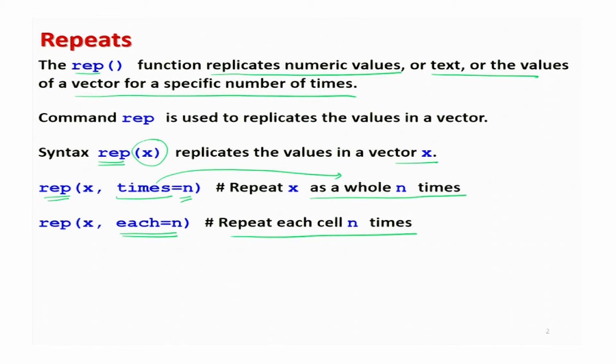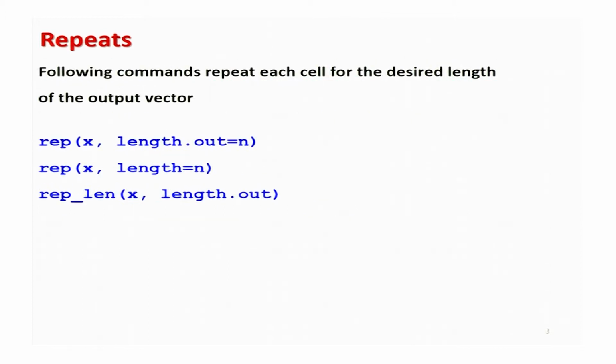Let me take some examples and show you how it works. Before I move further, let me inform you that we have three possible options. One is rep, inside the parentheses x comma length.out equal to n. That will give you the output of a desired length, n. Or you write rep with x and then length equal to n, or you write rep_len and inside the parentheses x comma length.out. They are going to give you the same output, repeating the cells for the desired length.